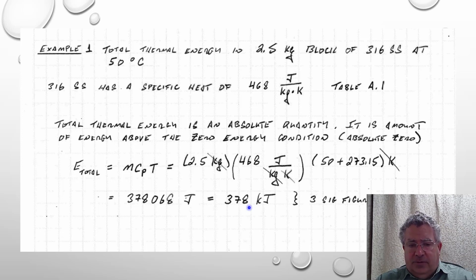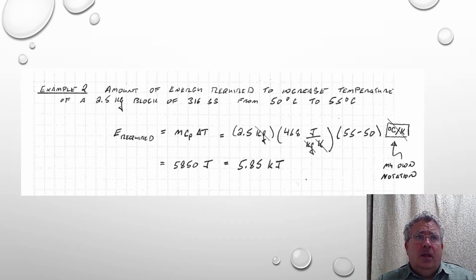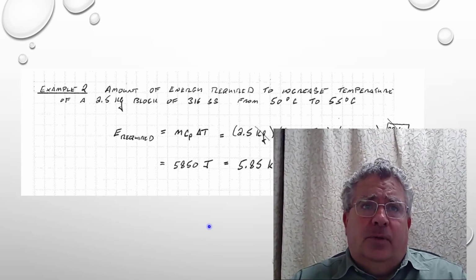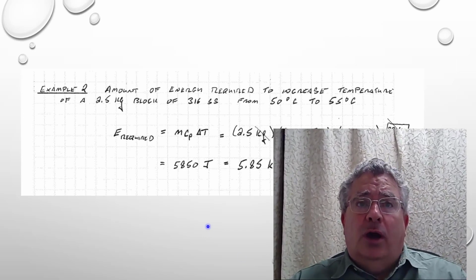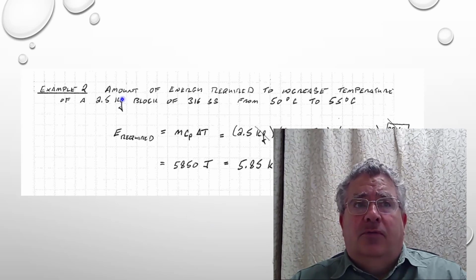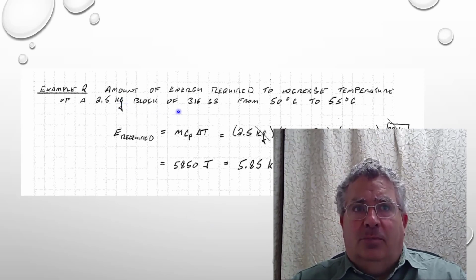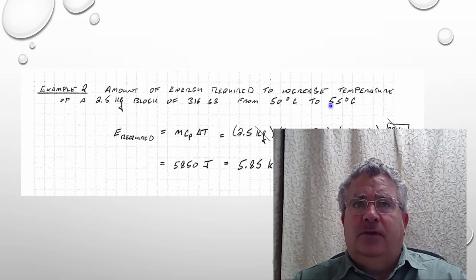Now again, that feels like a lot of energy, but it's referenced to absolute zero. So basically everything at 50 degrees or 40 degrees or 30 degrees Kelvin has so many kilojoules of energy located within it. So here's a second example. What is the amount of energy required to increase the temperature of this 2.5 kilogram block of stainless steel from 50 to 55 degrees?